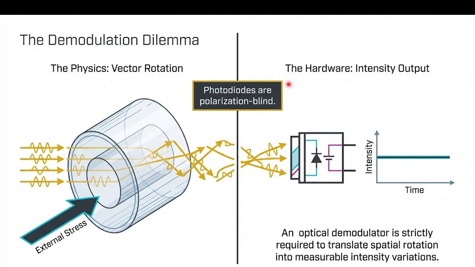So the hardware is not capable to detect it, so it will only detect the intensity output. So here an optical demodulator is strictly required to translate spatial rotation into the measurable intensity variation. Again, this optical demodulator we have discussed previously also, how we are converting the phase into intensity or amplitude, and after that the photodiode is detecting that. That has been done previously as well.